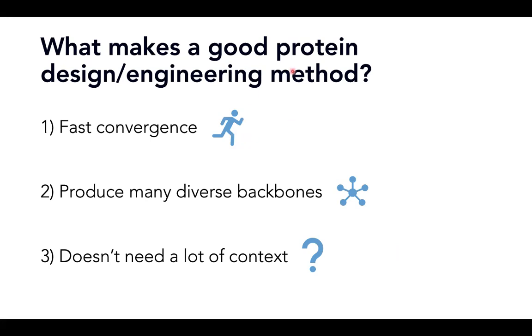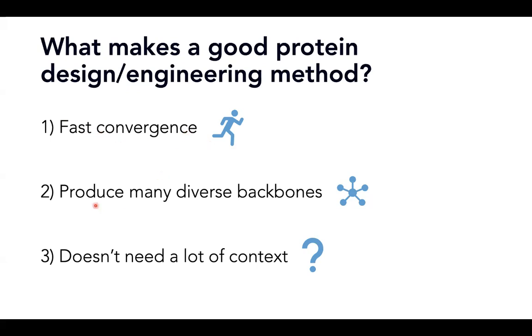But what even makes a good protein design or engineering method? What are we actually looking for? There are kind of three main things, right? So the first is fast convergence. You're screening hundreds, if not thousands, of proteins at a time on your computer. So it needs to be fast. Ideally, every protein that you design should take on the order of seconds, not on the order of hours, because that's just going to take too long.